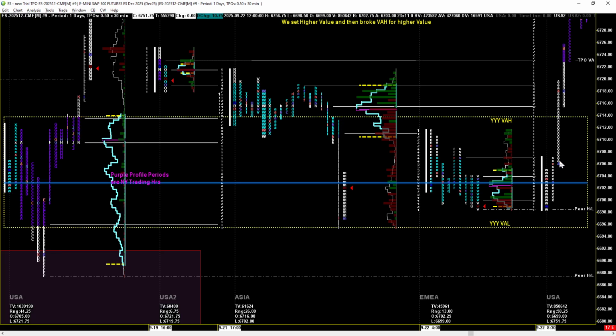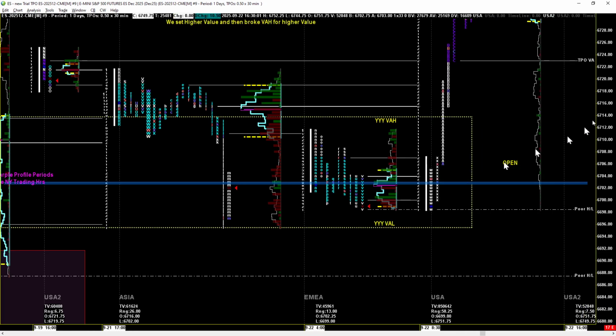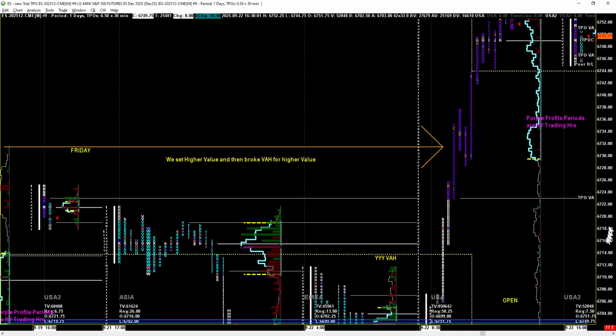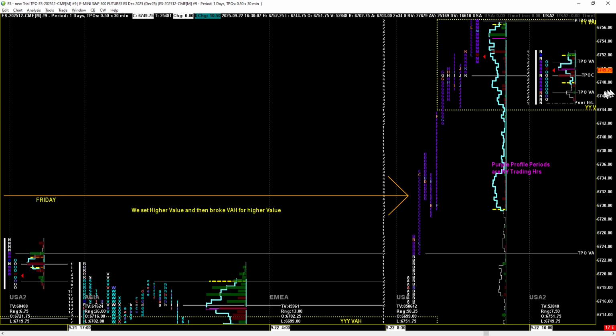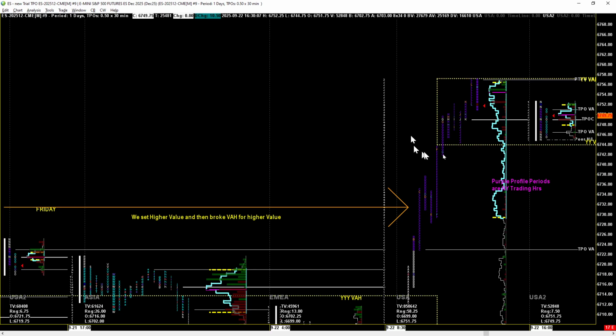We open and all we do is start buying. We did a little back test to the top of value right here. That would have been the entry if you can't get back into value, and we're just going to get the continuation like that guy, okay? And off we go. So value higher, and then almost all the value came in. You can see it up here, up at the tippy top.